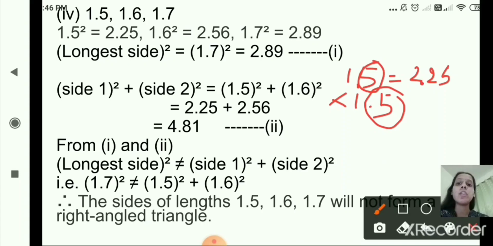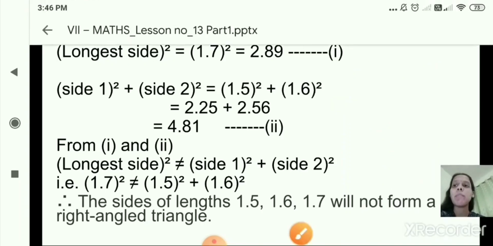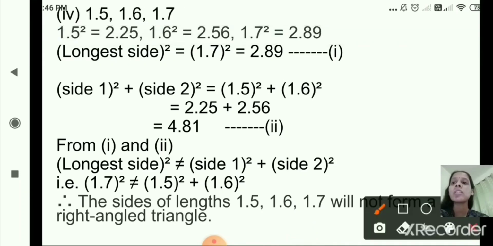So what will be the answer? 2.25. What is the square of 1.5? That is 2.25. For 1.6 it is also the same. What is 16 square? That is 256. From the right hand side, put the decimal point after 2 digits. So that is 2.56. Now what is the square of 1.7? 17 square is 289, and from the right hand side after 2 digits you will put a decimal point, that is 2.89. Now we have written the squares of each number. 1.5 square is 2.25, 1.6 square is 2.56, and 1.7 square is 2.89.